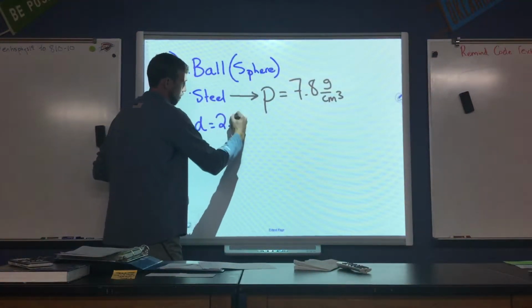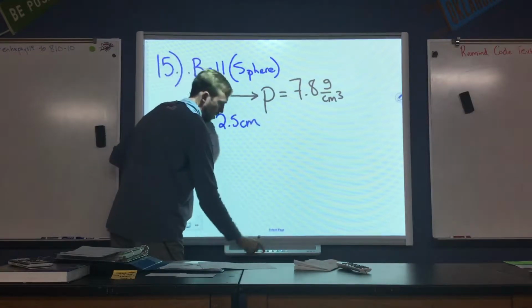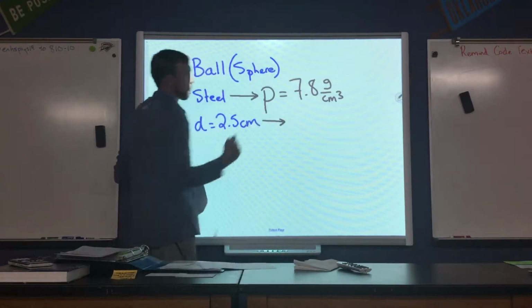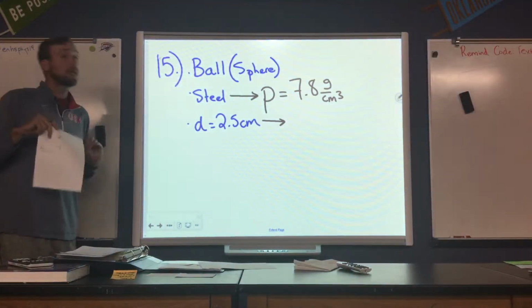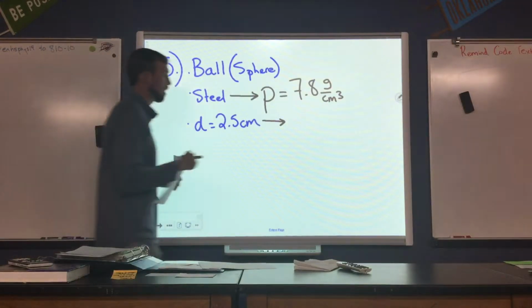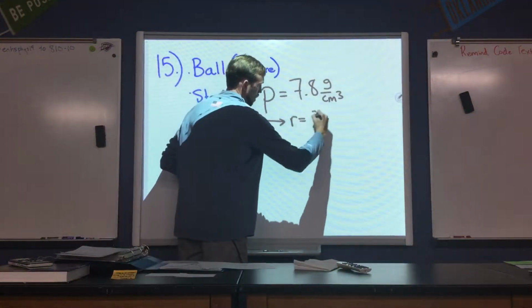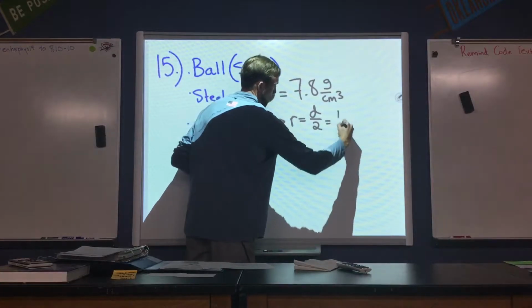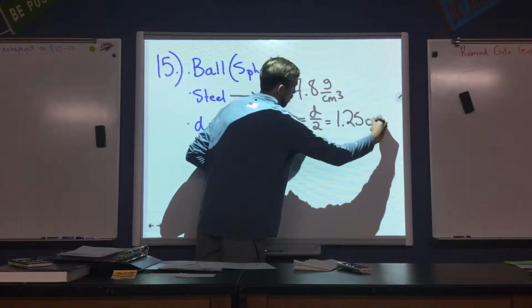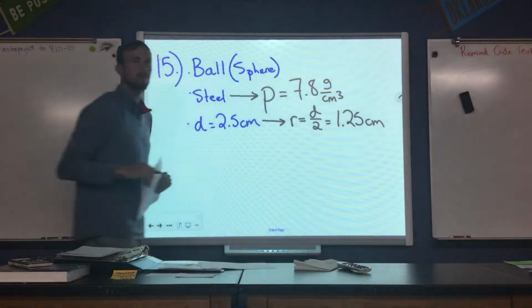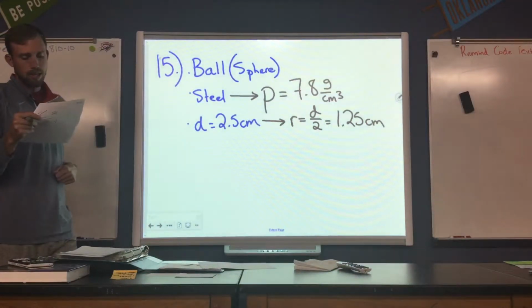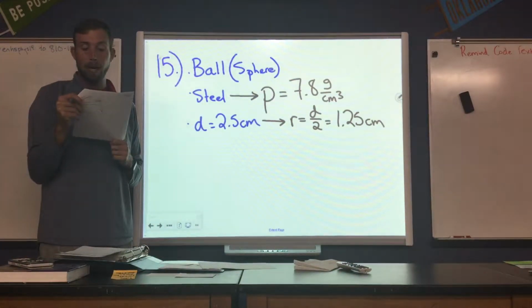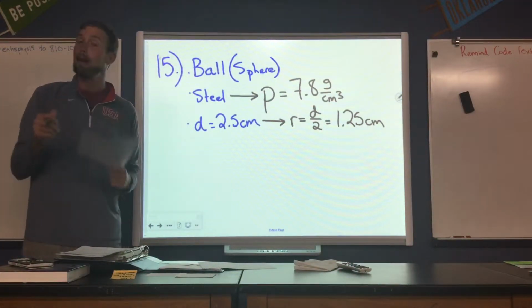of 2.5 centimeters. And again, when we're given a diameter, that should raise the alarm in our minds, we are probably going to need the radius here. So we'll go ahead and cut that diameter in half. Radius is diameter over 2. This will be 1.25 centimeters. Okay, the question says, what will the mass of one bearing be so he can melt the right amount to make each one?